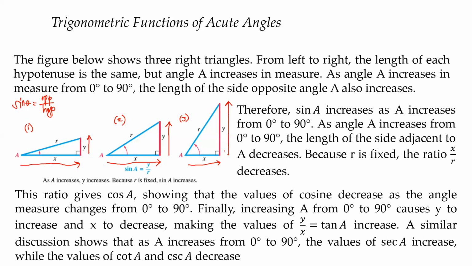Okay, so nagkagamay. Now next, finally, increasing A from 0 to 90 degrees causes Y to increase and X to decrease, di ba? Which I have mentioned a while ago. And that makes our tangent increase as well. Why? If our numerator is increasing while our denominator is decreasing, for the case of tangent, mo increase ang value.